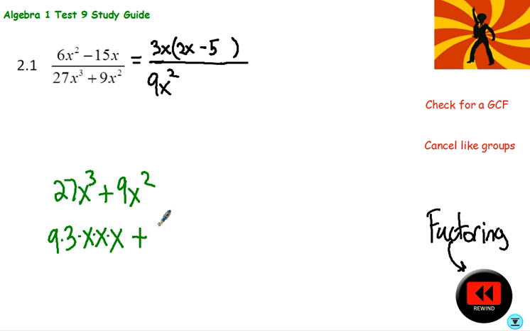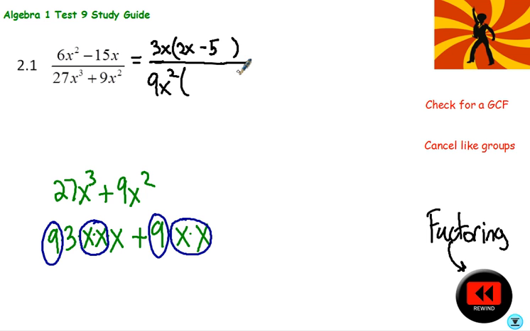plus 9x squared, which would be 9 times x times x. So what I'm looking for is everything that they have in common. They have a 9 in common, and it looks like they have a pair of x's. But only a pair, because the left side has three x's, but the right side doesn't have another x. So I can only say that they have two x's in common. So what I circled, 9x squared, is my greatest common factor.